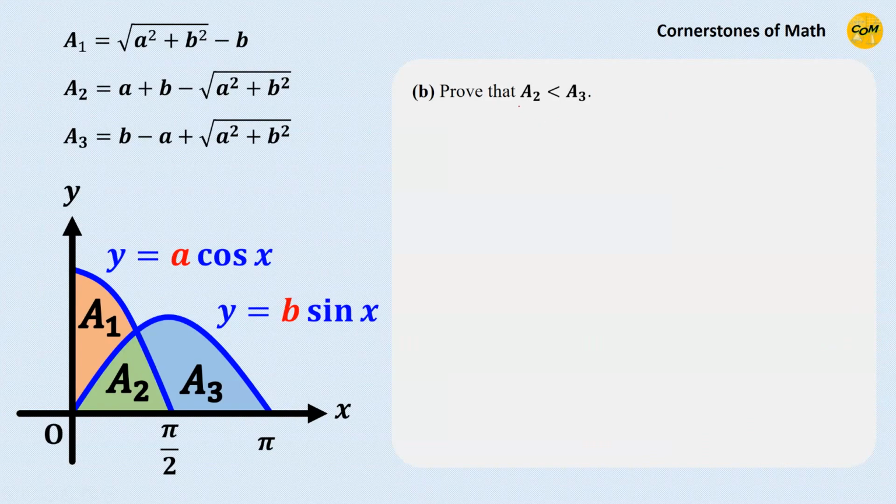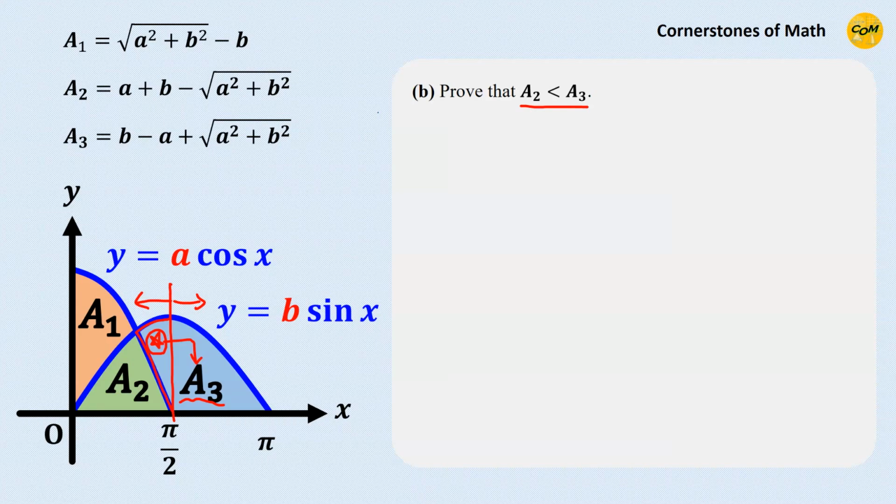To prove that area A2 is less than area A3, this is quite obvious from the figure actually. If we split the graph of y equals b sine x, the left half and the right half have the same areas due to symmetry. But this bit right here belongs to area A3, so A3 is obviously larger than A2.